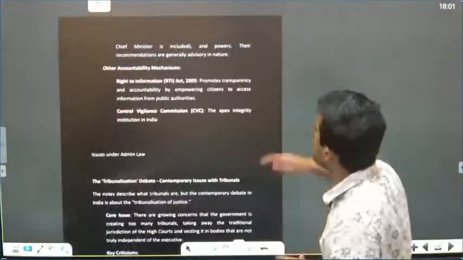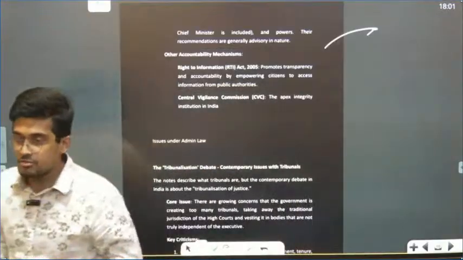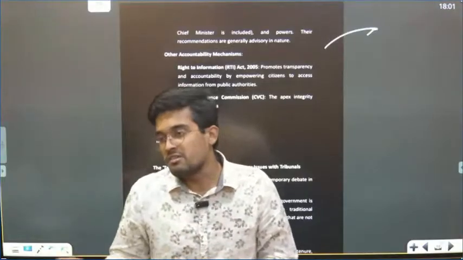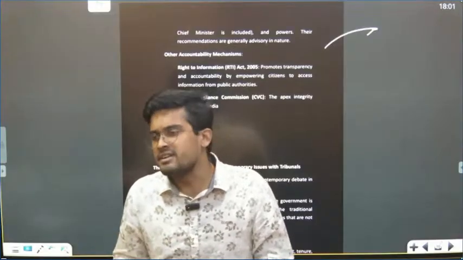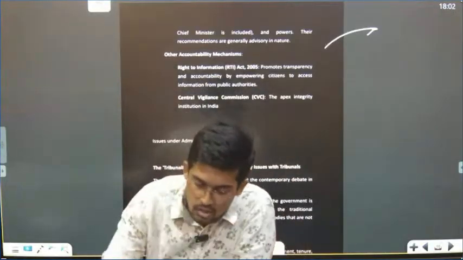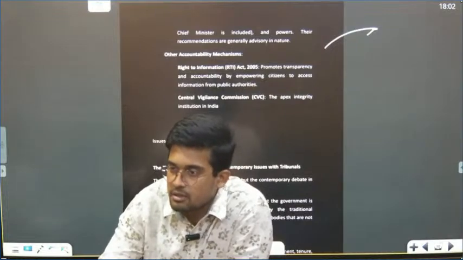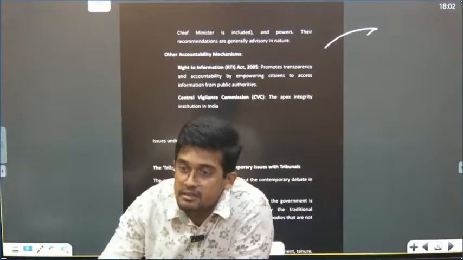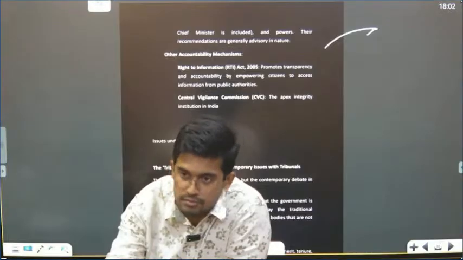Their recommendations are generally advisory in nature. For example, they'll recommend something to law enforcement, but it is not mandatory for law enforcement to follow whatever they have recommended. Law enforcement can only use them as recommendations and evidence. So if the Lokayukta finds that a particular cabinet minister is involved in corruption and shows the evidence, those things are not mandatory. They are recommendations to the law enforcement agencies.